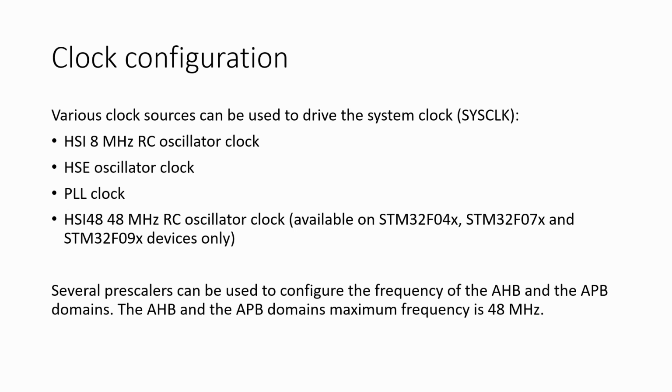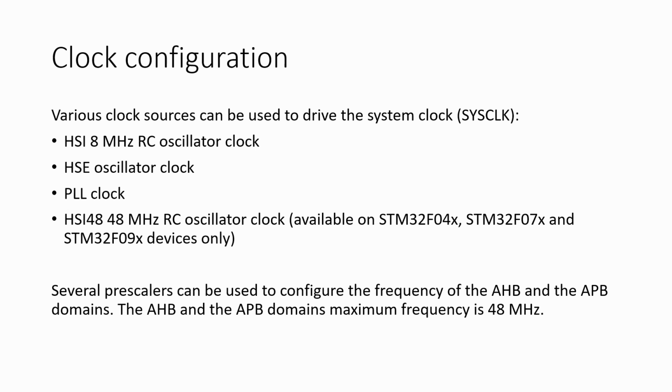Various clock sources can be used to drive the system clock. The high-speed internal clock signal is generated from an internal 8 MHz RC oscillator and can be used directly as a system clock or for PLL input. The high-speed internal oscillator has the advantage of providing a clock source at low cost. It also has a faster startup time than the high-speed external crystal oscillator. However, even with calibration, the frequency is less accurate than an external crystal oscillator or ceramic resonator.